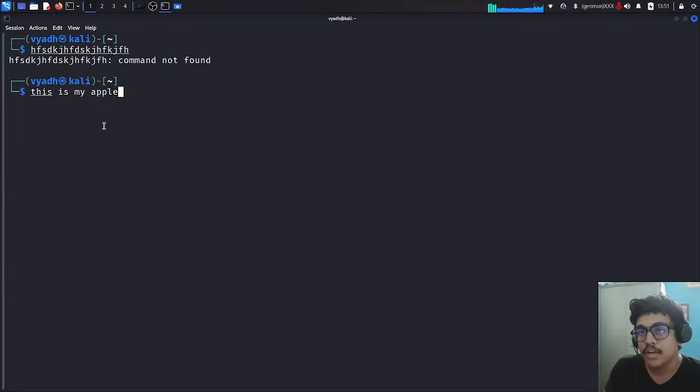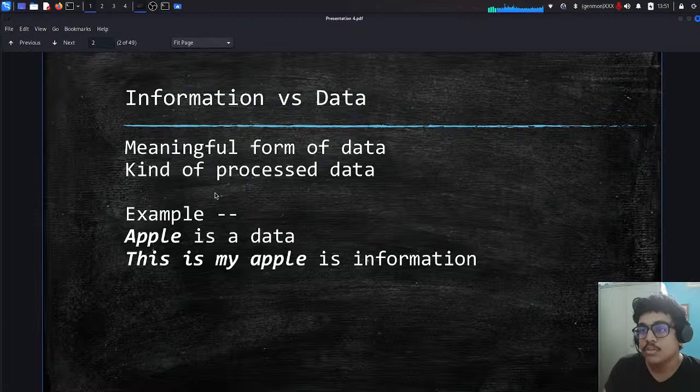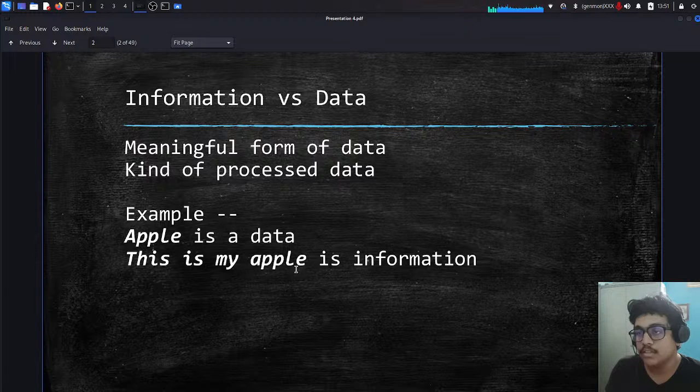Let me just take another example. If I write PPLA, it has all the alphabets present in the spelling of apple, but it is not processed correctly. If I jumble them again and write it correctly, it forms apple. So this is information. I have given the example here. Apple is data, and this is my apple is information. So data is not important to us. The important thing for us is information.